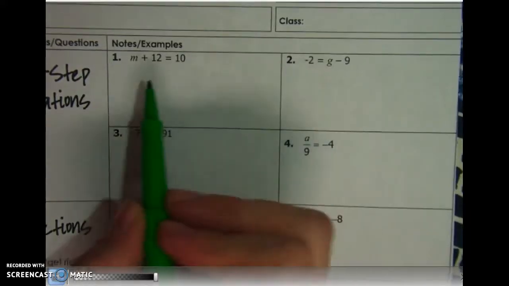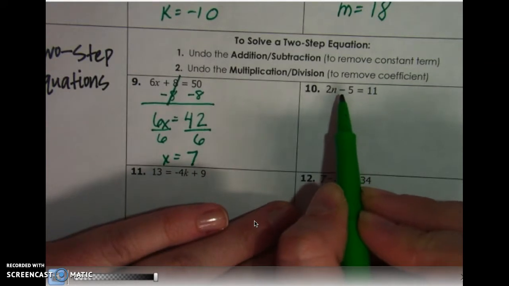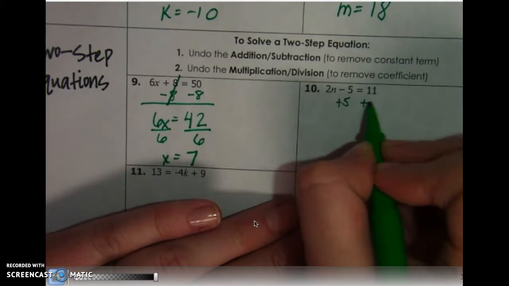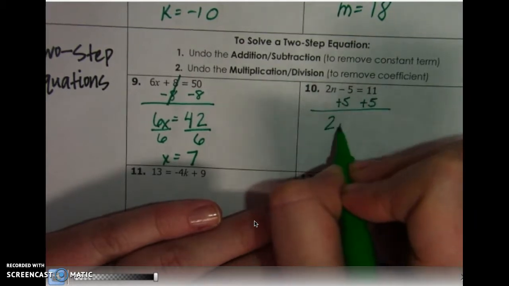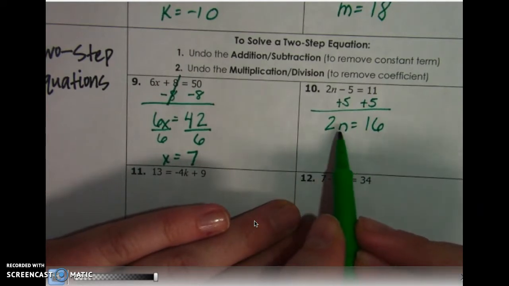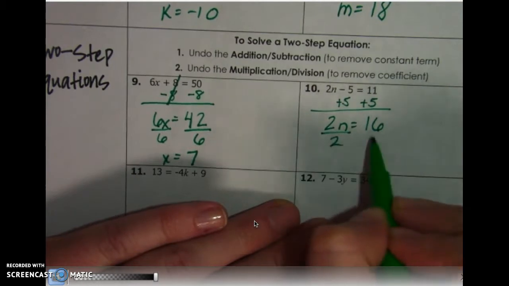Okay, so here we are. We have m plus 12 equals, I have to move over this negative 5. So, Julie, what's the opposite of subtracting 5? Adding 5. And now it's saying 2 times something gives me 16. So, Kev, what do you think we have to do? Divide. Very good.